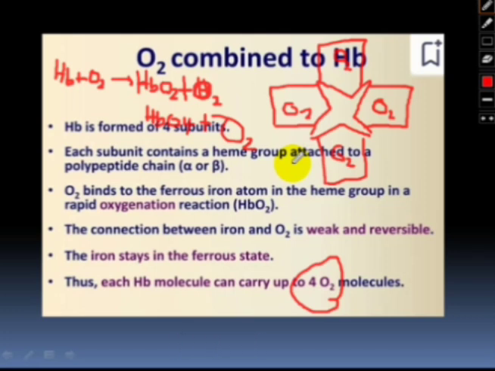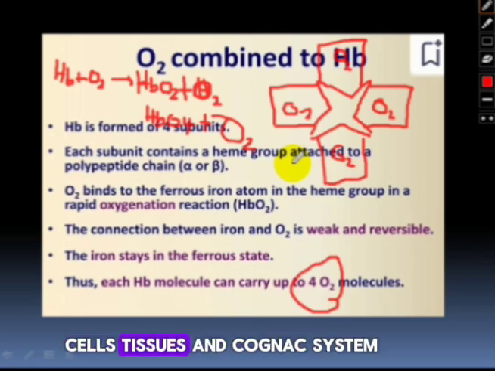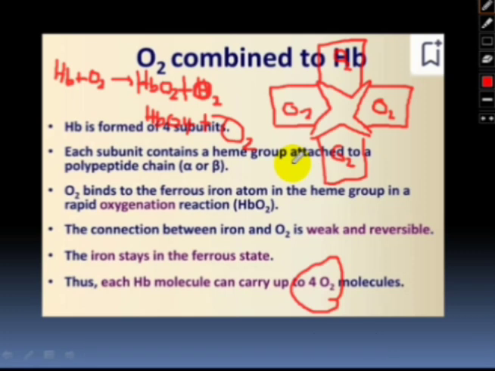Oxygen together with hemoglobin gets to your body cells, tissues, and organ systems. There is a need for that oxygen to be released to the tissues. Otherwise, if that oxygen is not released, then the tissues will lack the oxygen.